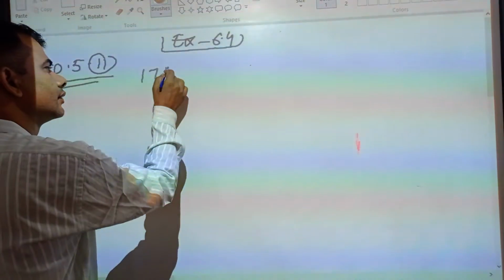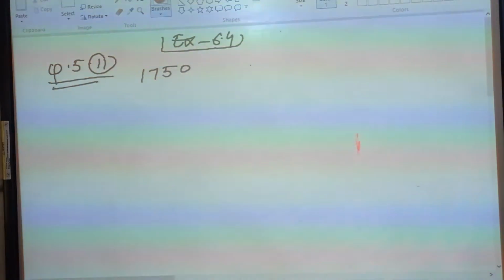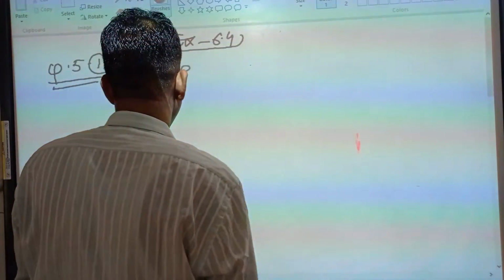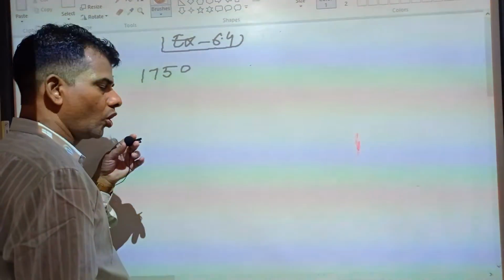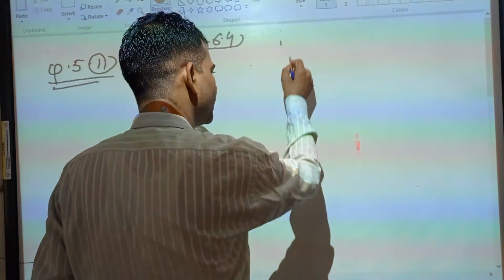Find the least number which must be added to 1750 so as to get a perfect square number. It is not a perfect square number. Which number should we add to make it a perfect square? So we will use the long division method.